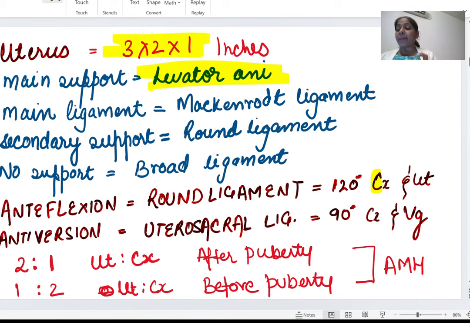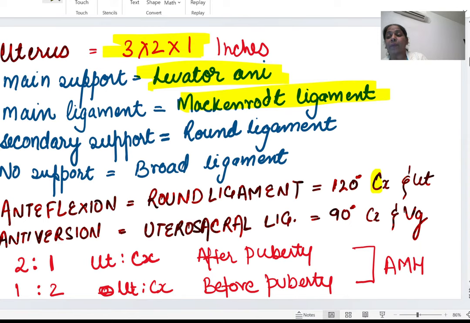What are the three ligaments which are supporting the uterus? Mackenrodt's, pubocervical, and uterosacral. Okay, so which is the main ligament out of all this? Very good, it is Mackenrodt's. Very good, Dr. Preeti. Mackenrodt's ligament is the main ligament.